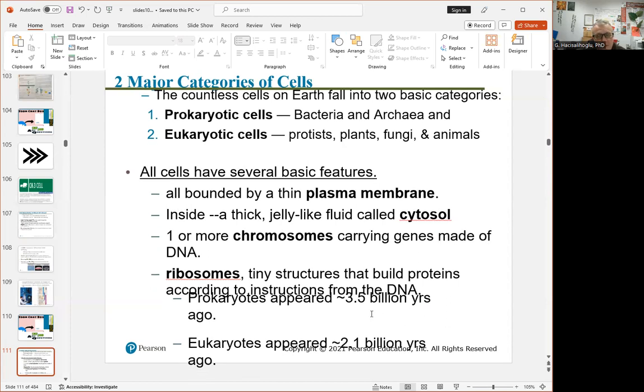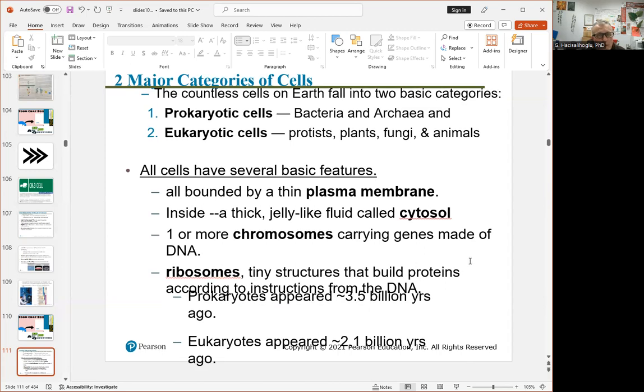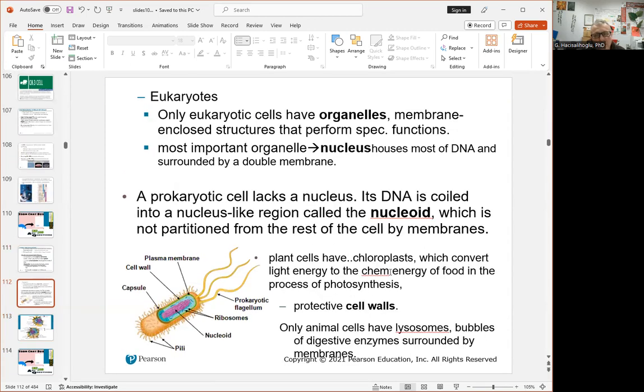And eukaryotic cells appeared around 2.1 billion years ago. We will spend more time on eukaryotes. We have animal and plant cells in eukaryotes. Basically, they have 16 to 18 organelles, but there are also prokaryotes. You can see here on this slide there is a plasma membrane, some have a cell wall, and there is a ribosome, and some DNA inside.